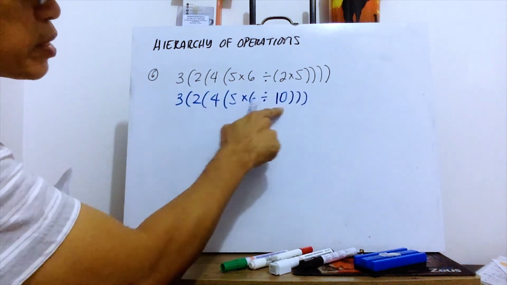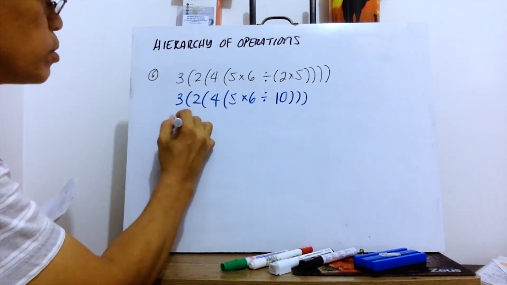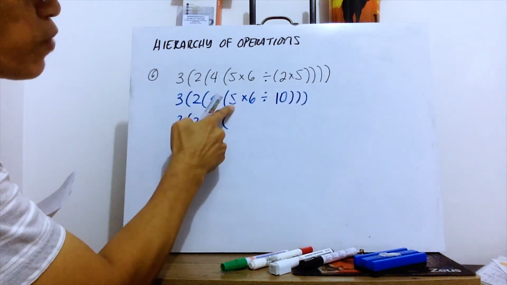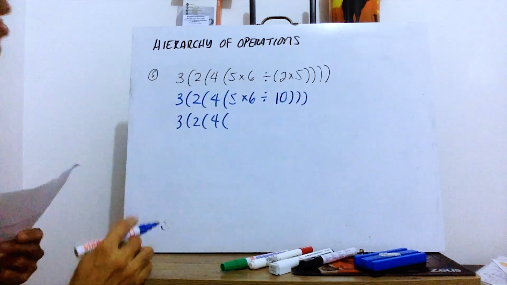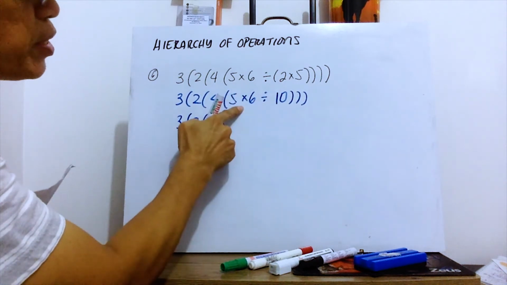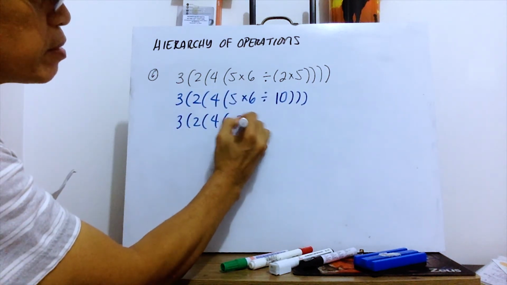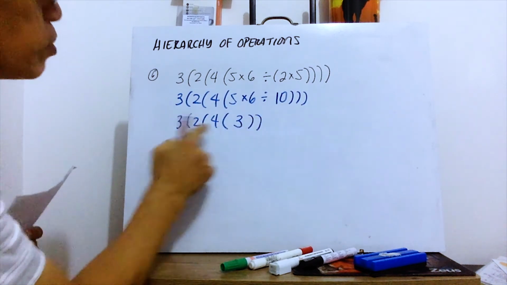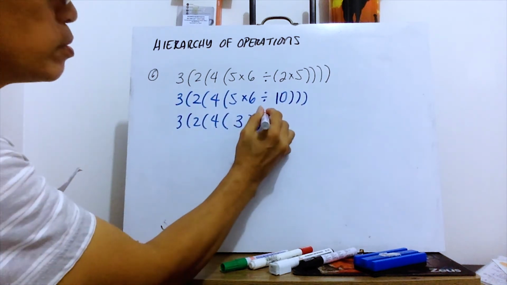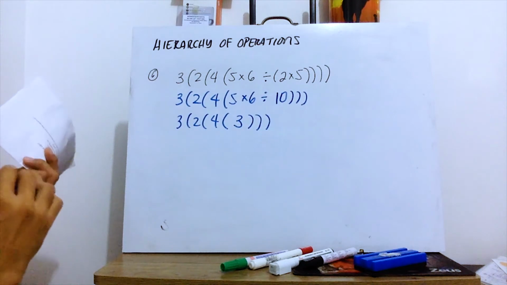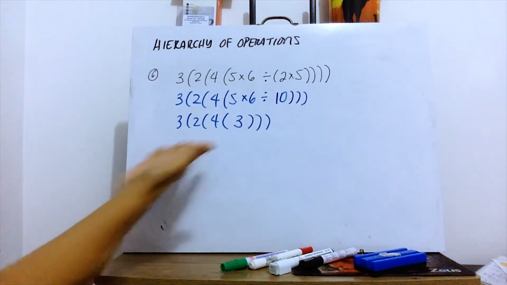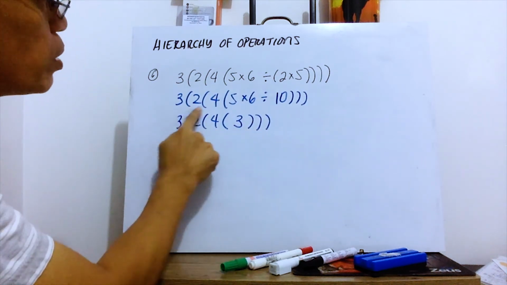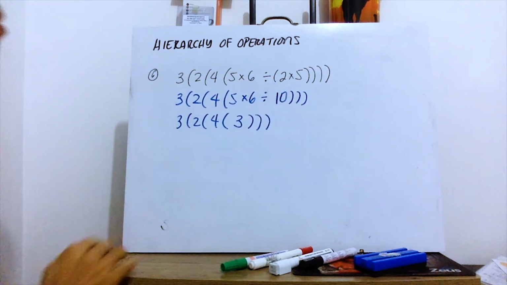Now we do this. So 5 times 6, that's 30. 30 divided by 10, that's 3. So let's remove this. Let's count the parenthesis symbols: 1, 2, 3, and 1, 2, 3. All right, there.